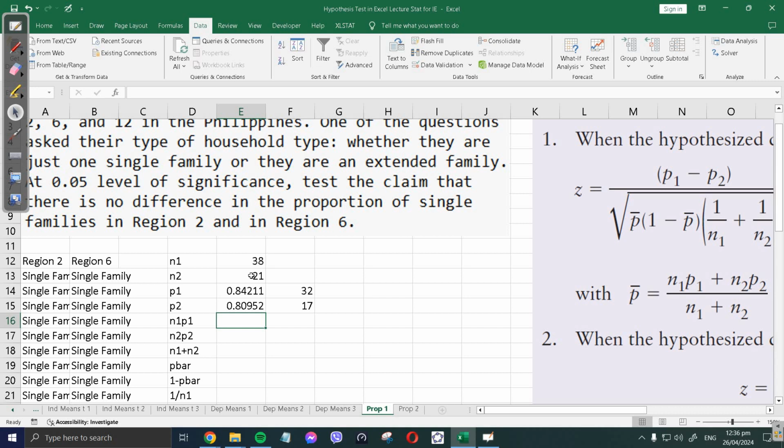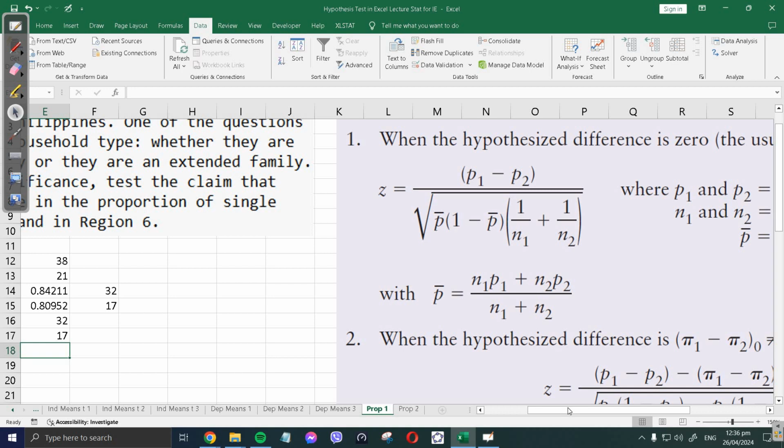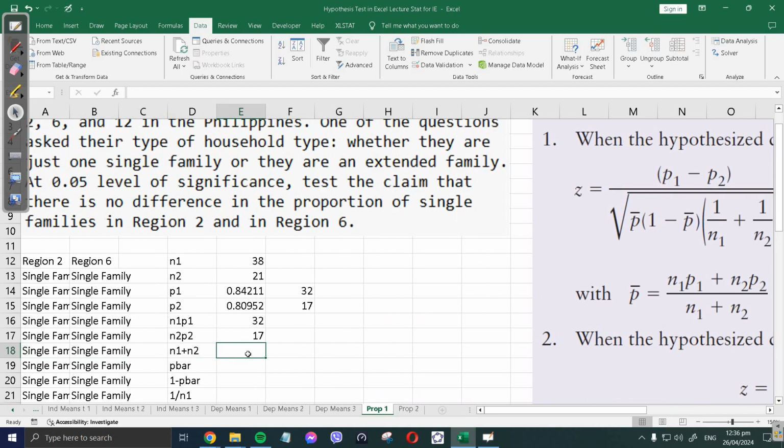So there you go. Now for N1P1, if you think of it, it's actually these two already. But just to be sure, N1 times P1, so select the cell for N1, asterisk, then P1. There, for N2, N2 asterisk P2. This asterisk is multiplication. Why do I need N1P1 and N2P2 in the formula? We need that. Then we also need N1 plus N2, so equals N1 plus N2.